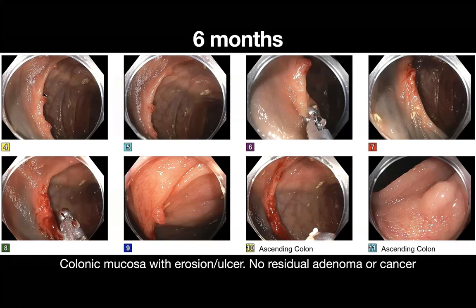When you see this, make sure that you examine under white light, NBI, and everything, and then you take a lot of biopsies. You can pretty much tell whether that nodule is granulation tissue or residual adenoma. So we took a lot of biopsies. The biopsies show erosion or ulcer, no residual adenoma or cancer.